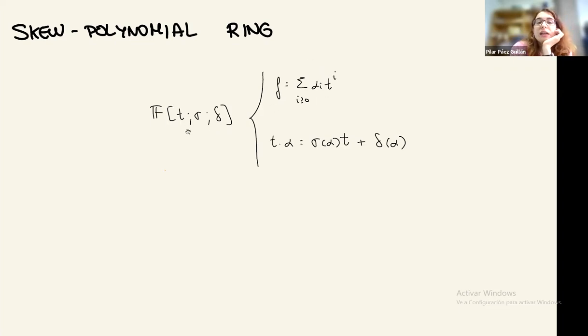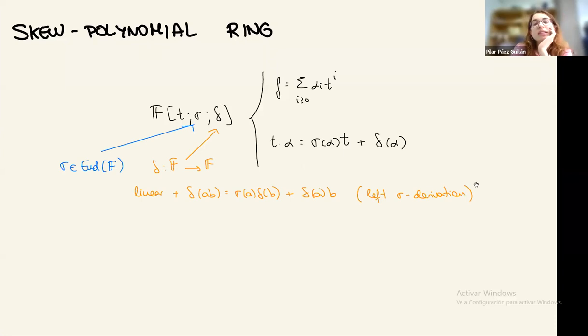And as you may recall, this ring won't be commutative: if I want to multiply the variable t by an element of the field, but on the right, not on the left, I've got this formula. Here sigma is an endomorphism of the field, and delta is a left sigma-derivation, which means that it's a linear map from F to F which satisfies this identity for the product: delta of ab will be sigma of a delta of b plus delta of a b.